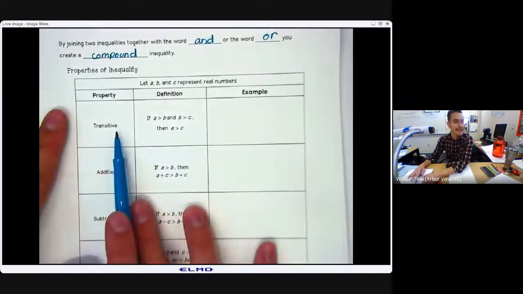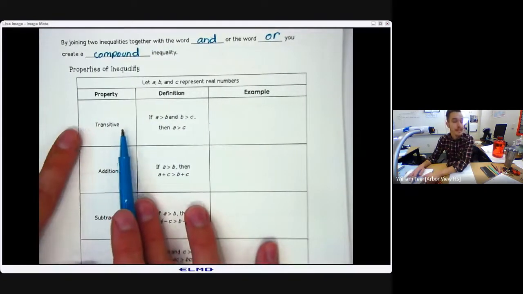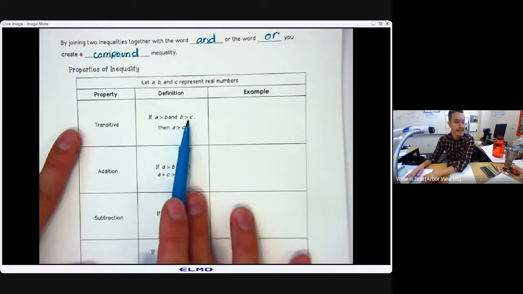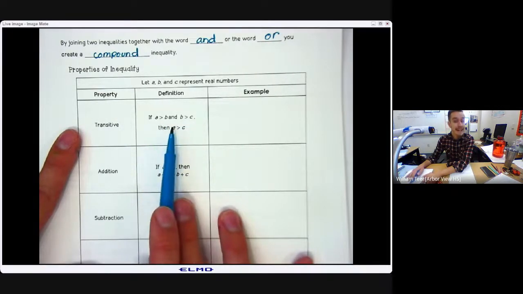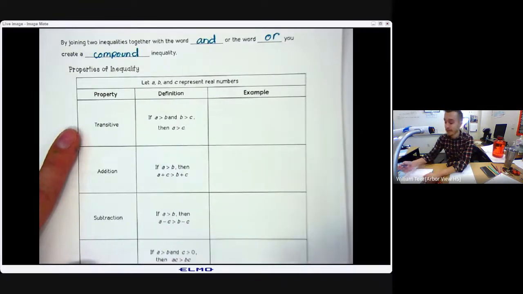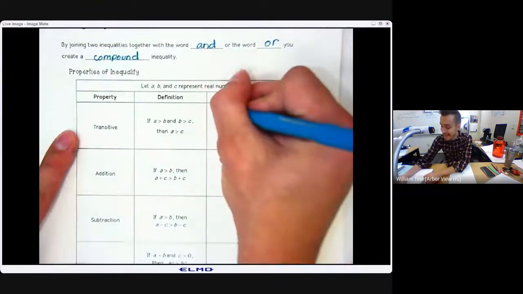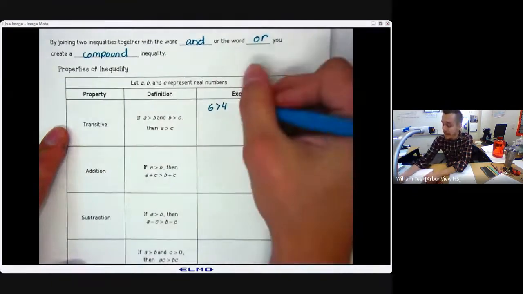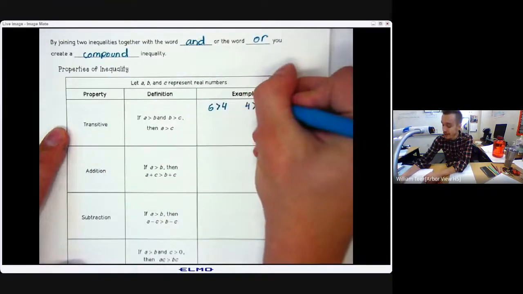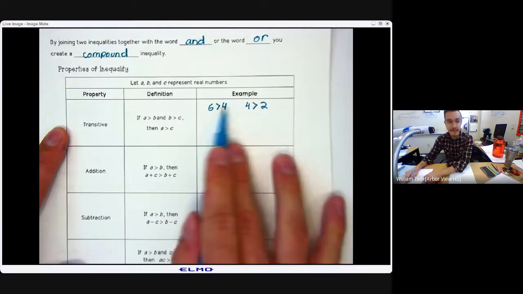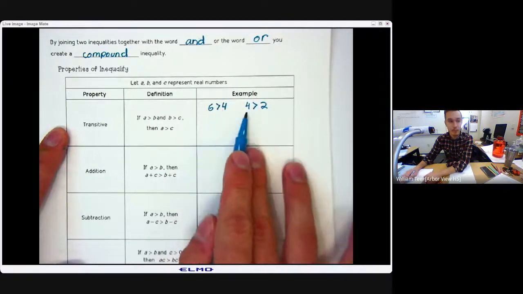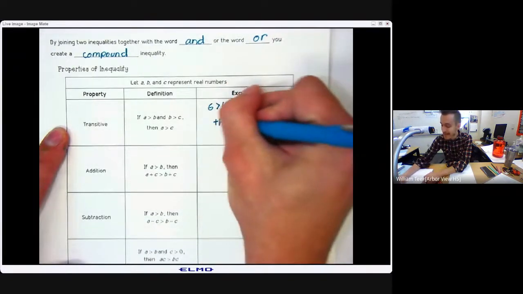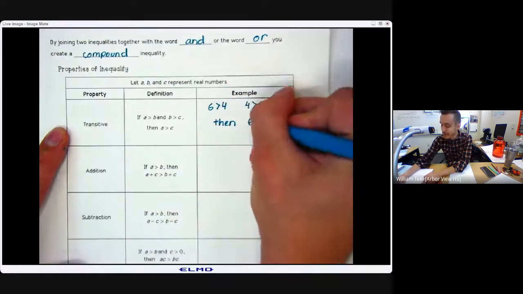So the first property I'd like to talk about today is the transitive property. If we have A is greater than B and B is greater than C, then we have A is greater than C. An example of this at work. If we had 6 is greater than 4, we know this is a true statement. And we know that 4 is greater than 2. So these two numbers, see how they're the same? 6 is greater than 4, 4 is greater than 2. Then we know by the transitive property that 6 is greater than 2.